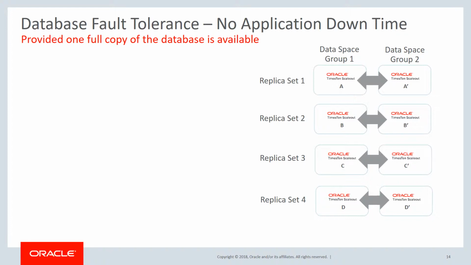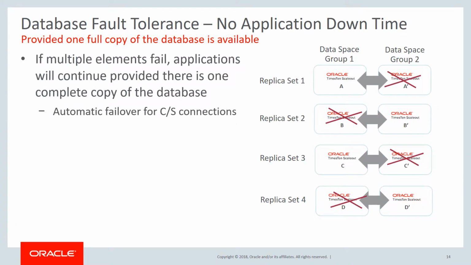If you're using client-server connectivity and you were connected to one of the failed elements, then the connection will fail over to one of the surviving elements. Okay? So providing there's one copy of the database, everything just carries on. And that's kind of nice.